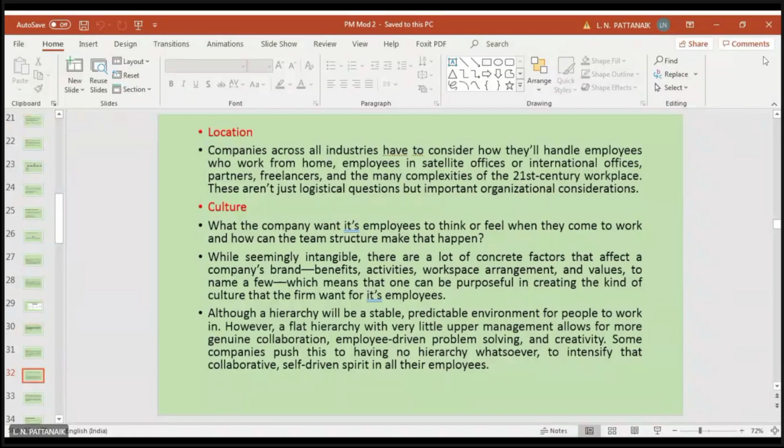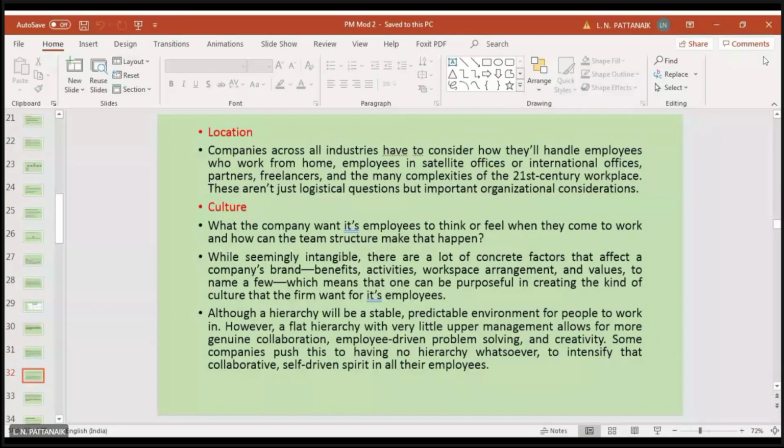So how to accommodate all these people of different cultures and beliefs and still get the best out of them, right? So you cannot have a very simple organizational structure which will work for each of them. What does the company want its employees to think or feel when they come to work, and how can the team structure make that happen? While seemingly intangible, there are a lot of concrete factors that affect a company's culture: brand, benefits and activities, workspace arrangement, and values, to name a few. Which means that one can be purposeful in creating the kind of culture that the firm wants for its employees.